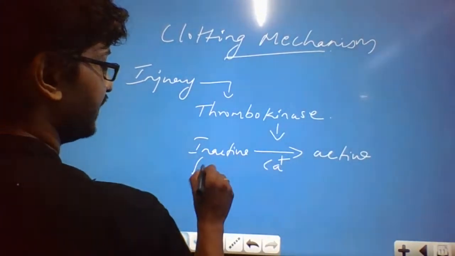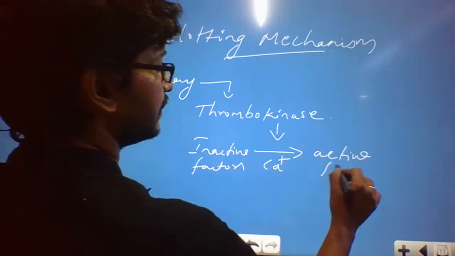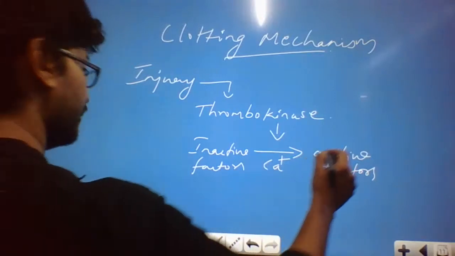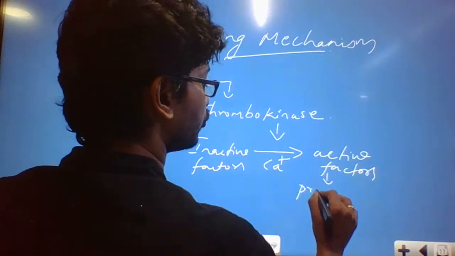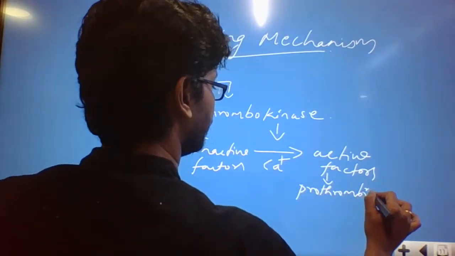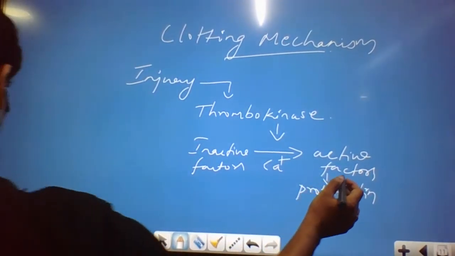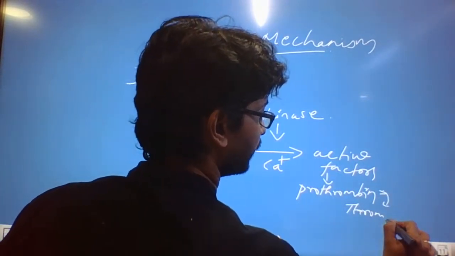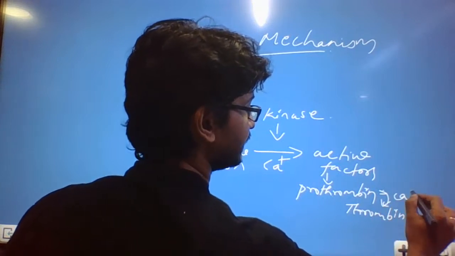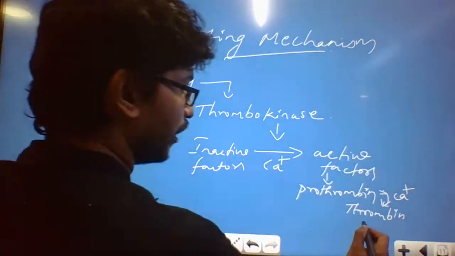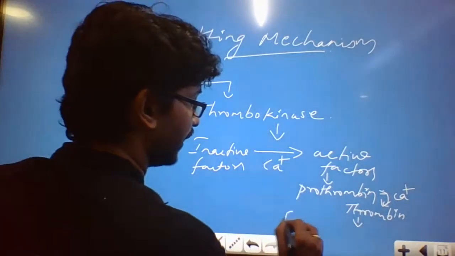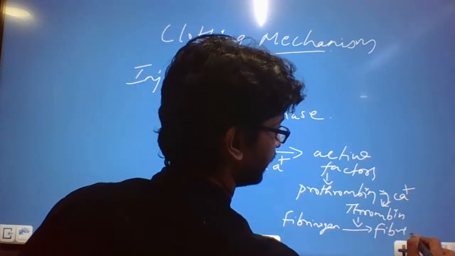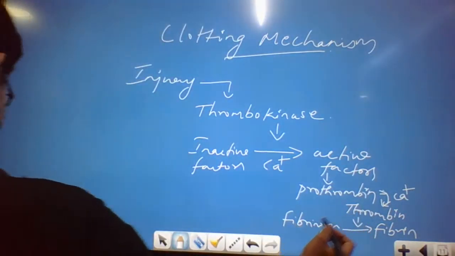So the inactive factors convert to active factors, because of the calcium ions. These active factors produce prothrombin. The prothrombin then produces thrombin. For this too, calcium is required. Now what will the thrombin do? The thrombin converts fibrinogen into fibrin.